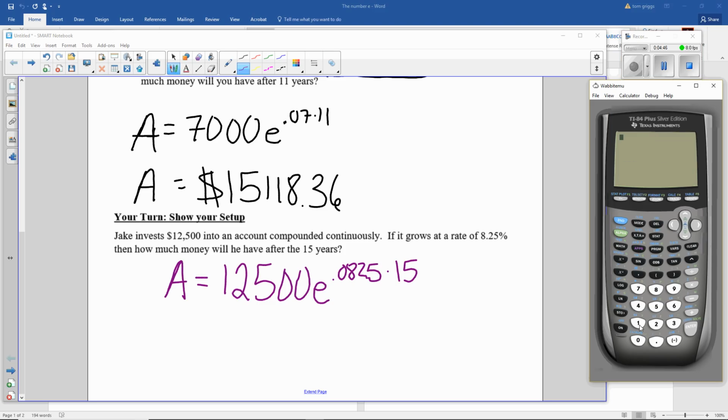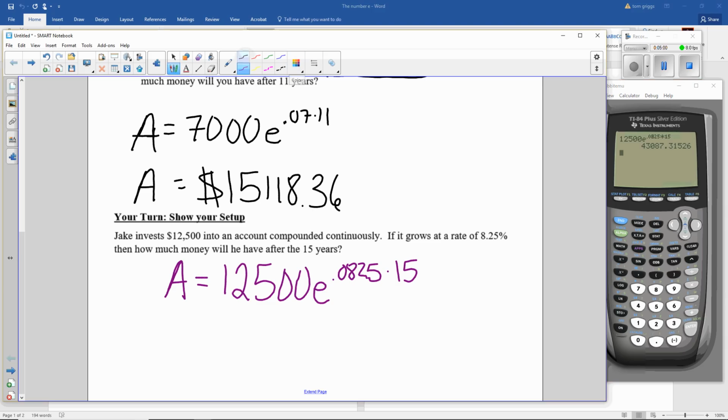There's the setup. And then there's your final answer. Pretty good chunk of change. Of course, we invested $12,000 and they kept it in there for 15 years. So that's why it's come out to be such a big number. Over $43,000 and about 32 cents.